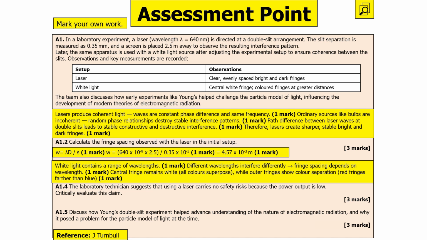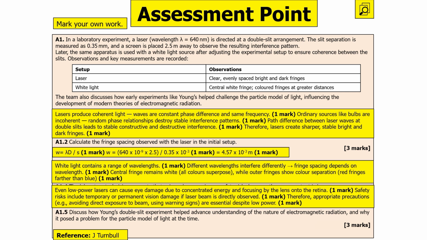White light contains ranges of different wavelengths. Different wavelengths will interfere differently, with their fringe spacings dependent on the wavelength. The central fringe remains white because all the colours superpose, whilst the outer fringes show a colour separation. Red fringes further away than blue. Now, even low-power lasers can cause eye damage due to the concentrated energy in focusing by the lens on the retina. Safety risks include temporary or permanent vision damage if the laser beam is directly observed, so therefore appropriate precautions are essential despite the low power.